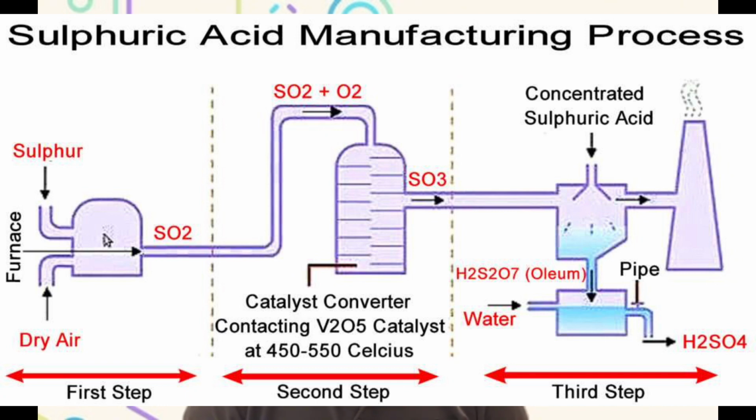The fact that heat is released during the reaction means that the conversion of sulfur dioxide into sulfur trioxide is exothermic. Then, the absorption process takes place. The gas stream is directed into the base of an absorption tower filled with ceramic material.